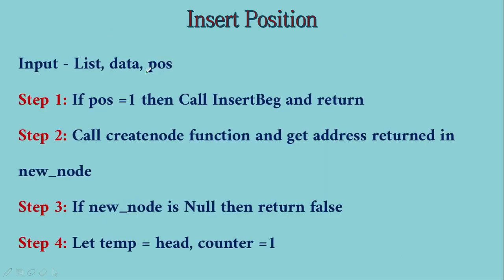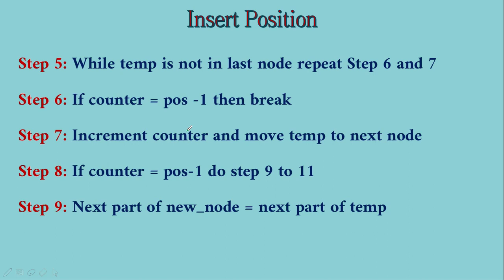Let us formally write the algorithm. So there are 3 inputs as discussed, and when position is equal to 1, you are going to call the insert beginning, right? Otherwise create a new node, and for safety we are checking whether the node is properly created. So if it is not equal to null, right? And you are going to initialize the temp and the counter, and while temp is not in the last node, you are going to repeat step number 6 and 7. In 6 you check if the counter is position -1. Then you are going to break the loop, right? You are not going to further move, otherwise you have to increment the counter and you are going to move the temp to the next node, right?